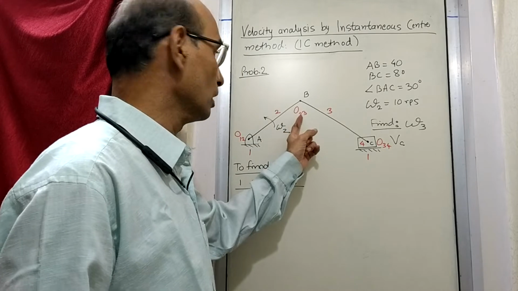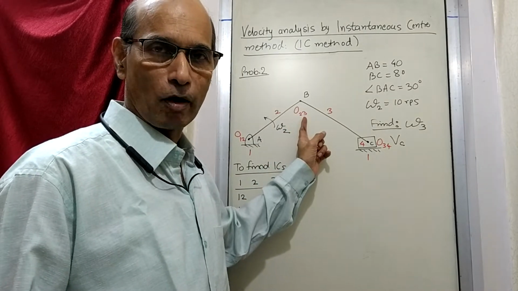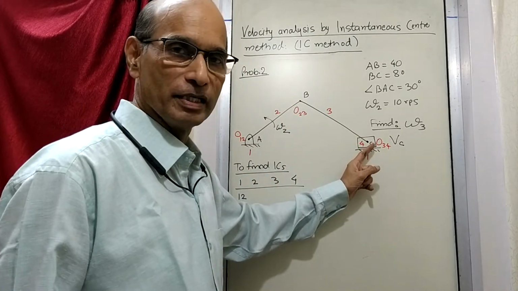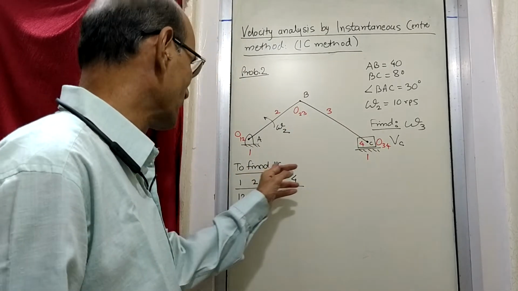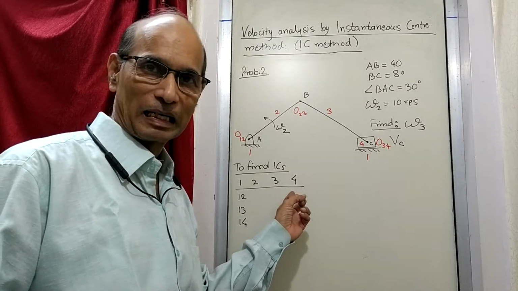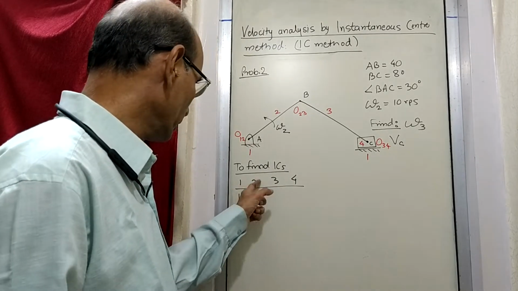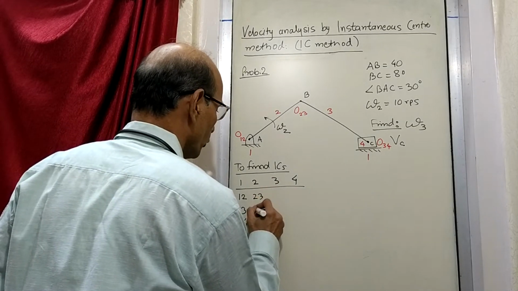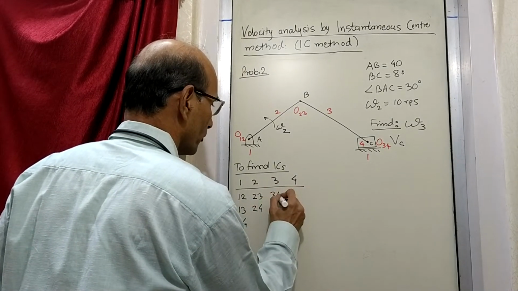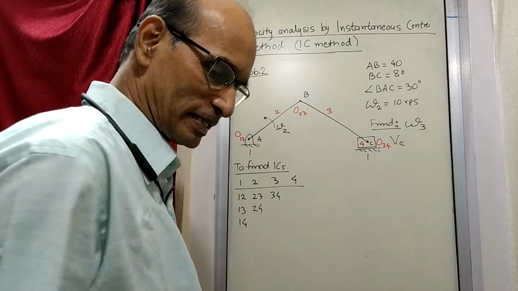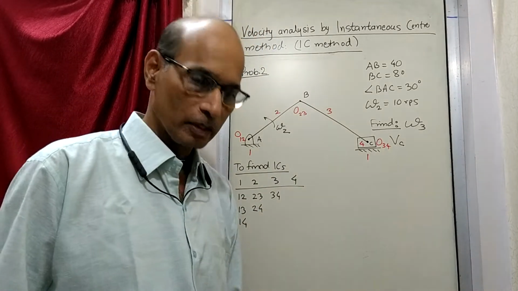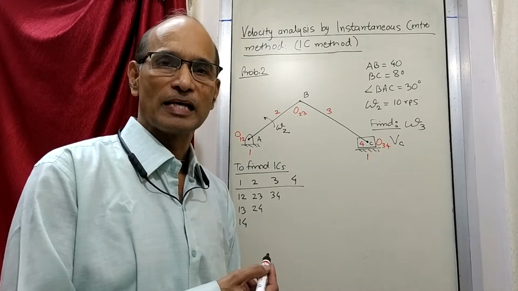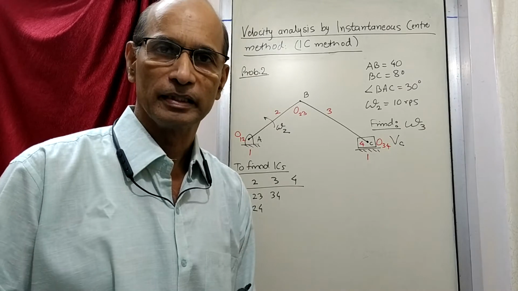First we show the ICs which are available just by observation. So O12 is here, O23 is here, O34 is here, and what are the total number of ICs? For that we make a small chart like this: 1, 2, 3, 4, then 1 with 2, 1 with 3, 1 with 4, now 2 with 3, 2 with 4 and 3 with 4. As you know, there are a total of 6 ICs supposed to be present. Out of this, some ICs we find just by observation and the remaining ICs we find by making use of the Kennedy circle.